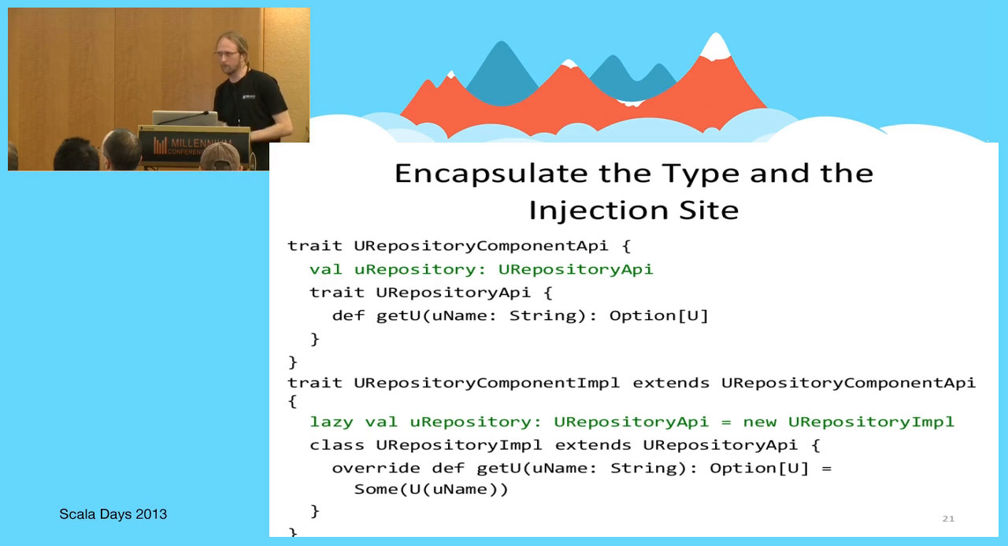And the basic idea is that we want to wrap the type and the injection site inside the same component. So you can see that's what I'm doing right up at the top line. I'm defining my trait as the uRepository API, and right next to it, I'm putting the injection site. Down at the bottom, I'm going to have a component, the default implementation of that, which instantiates the value at that injection site with the default implementation.